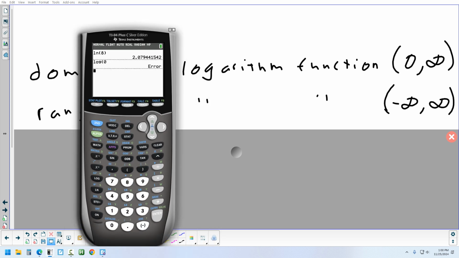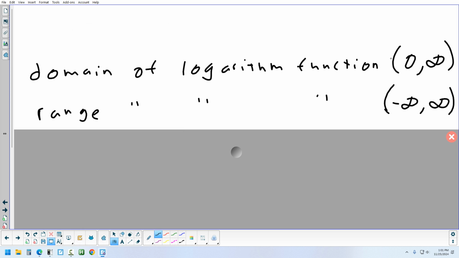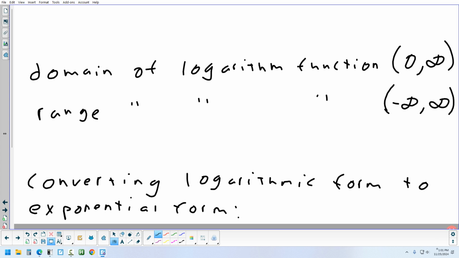Now, what other kind of numbers are not included in the domain? Infinity. Well, it goes to infinity, but what other kind of numbers are not in 0 to infinity? Negatives. If you try to take the log of a negative number, a little bit different error. It doesn't say that it can't do it. It just says it would be imaginary, non-real. We're not going to be looking at imaginaries. So you have to stick between 0 and infinity for your domain. Any question on those two? Okay.